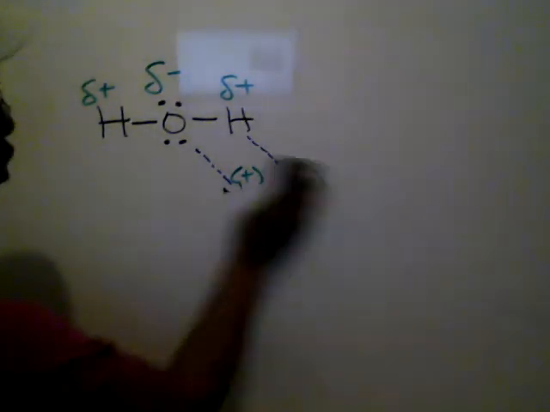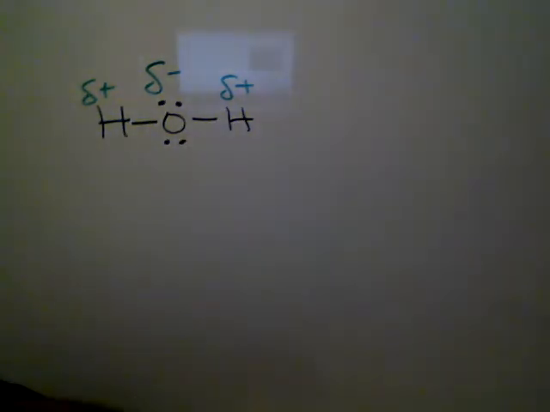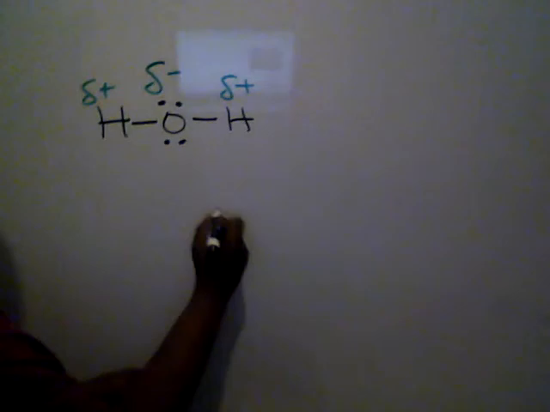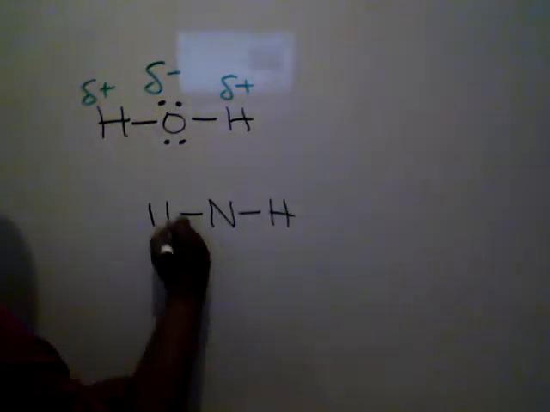Water also can dissolve polar things. So let's look at what water does when it interacts with something that's polar. Let's say we have something like ammonia.